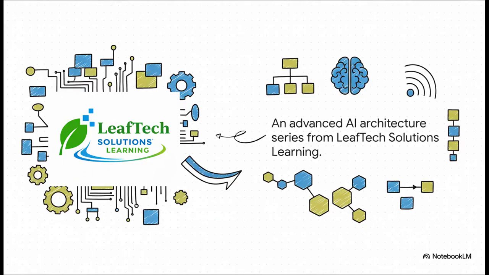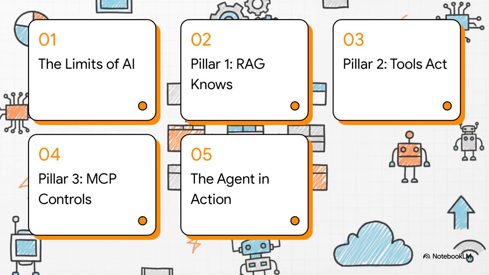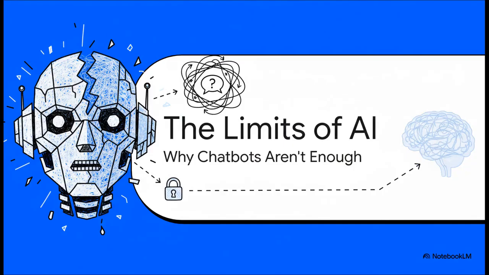The framework we're going to be digging into today is from LeafTech Solutions Learning. It's a really fantastic guide for understanding how modern AI products are actually built, moving us way beyond simple theory and into real-world application. All right, so here's the game plan. We'll kick things off by looking at the limits of today's AI. Then we'll build our solution with 3 core pillars: RAG for knowledge, tools for action, and MCP for control. And finally, we'll see how it all clicks together in a complete working system. Okay, let's get into it.